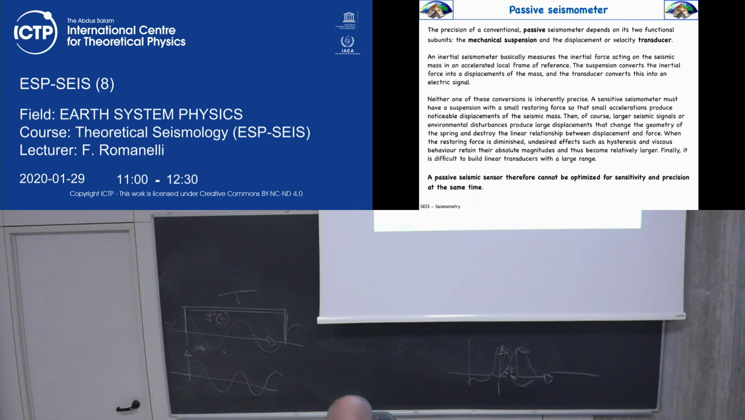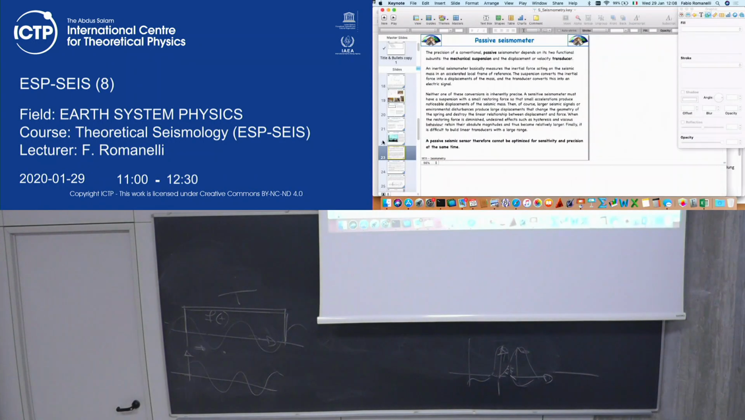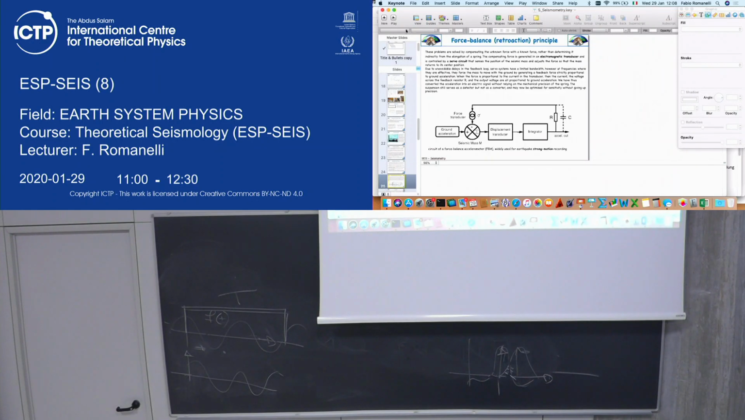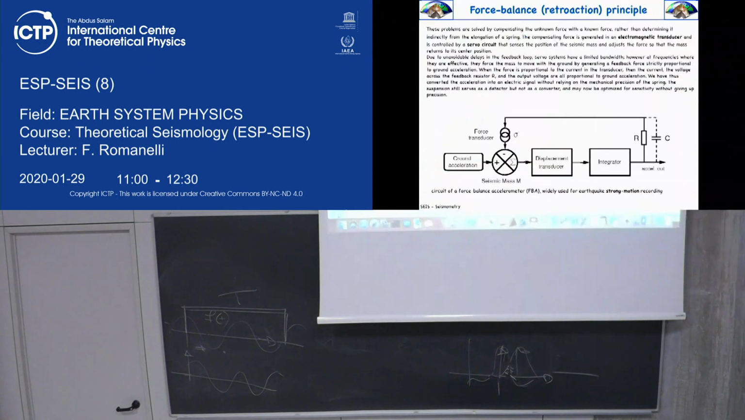Can we make an active seismometer? Yes, and the answer in principle was very simple. It is taking advantage of a strong development of electronic circuits in the 70s, but the idea is very nice. Let me show it to you. They are called force balance or retraction principle instruments.